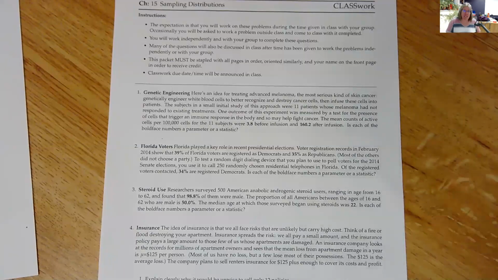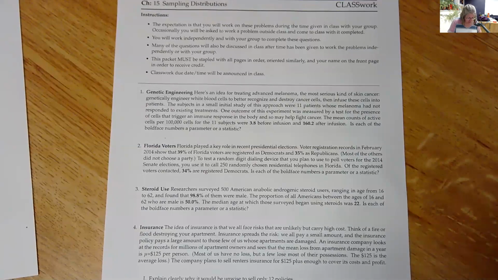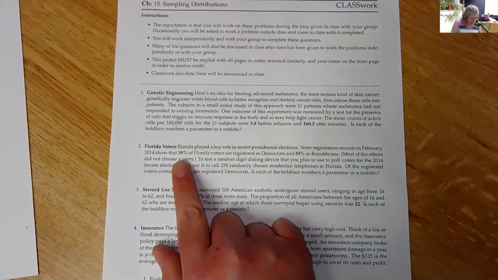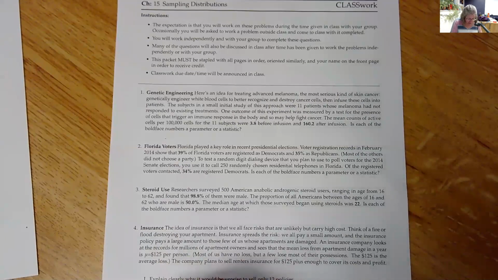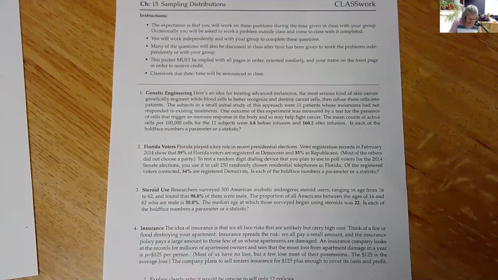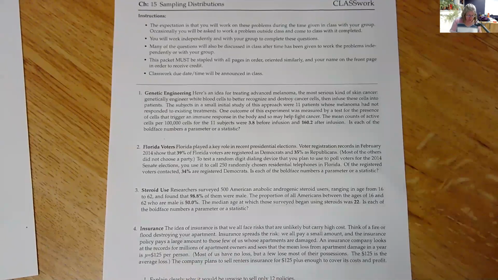Okay, so since these came from our 11 subjects in our sample, both of these numbers are going to be statistics. Number 2, Florida voters. Florida played a key role in recent presidential elections. Voter registration records in February 2014 show that 39% of Florida voters are registered as Democrats and 35% as Republicans. Most of the other people did not choose a party. To test a random digit dialing device that you plan to use to poll voters for the 2014 Senate elections, you use it to call 250 randomly chosen residential telephones in Florida. Of the registered voters contacted, 34% are registered Democrats.